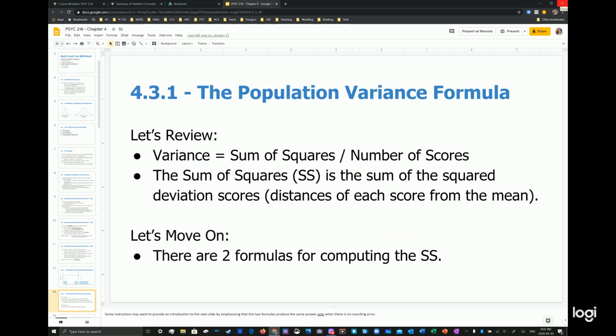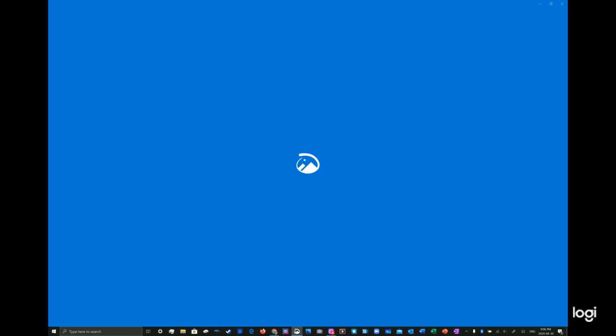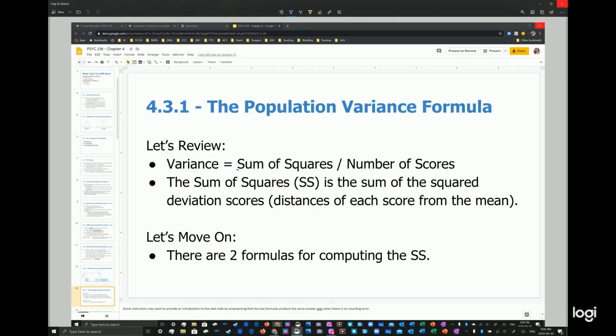So again, let's review the population variance formula. You're going to need the sum of squares and then divide that by the number of scores. So it would read something like this. Again, for population, it would be big N. For sample, it would be n minus 1.